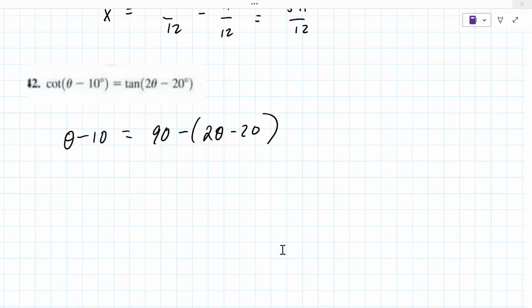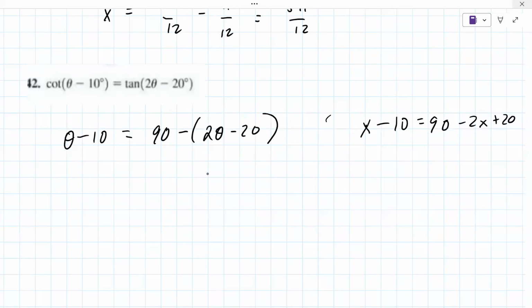Would it just be 90 minus 2 theta plus 20 equals theta minus 10? You have to solve the equation for theta. Theta is just a variable, just like x. Would we distribute the minus in front of 2 theta? Yeah, to both. I think you said it right.